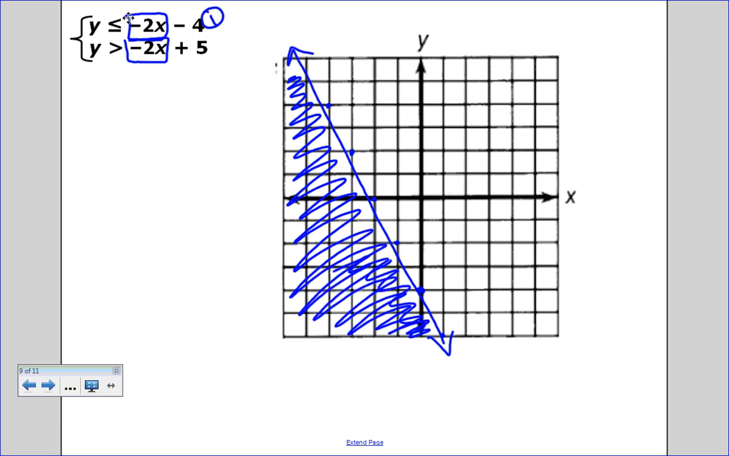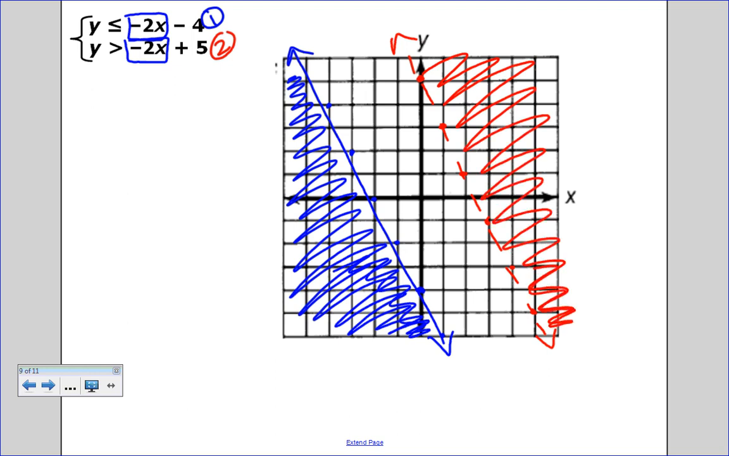Okay, my second line, I notice, has the same slope. It starts out at positive 5. 1, 2, 3, 4, 5. It has a slope of negative 2, just like our other one. You can already see these lines are parallel. And it is a dashed line, and I'm talking about everything that is greater than this.